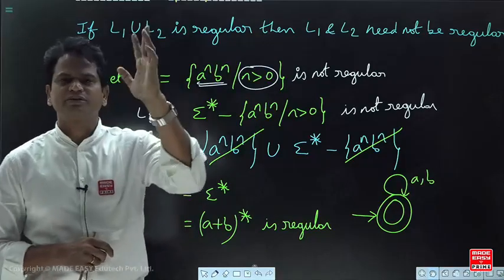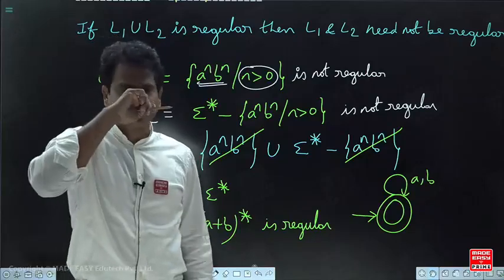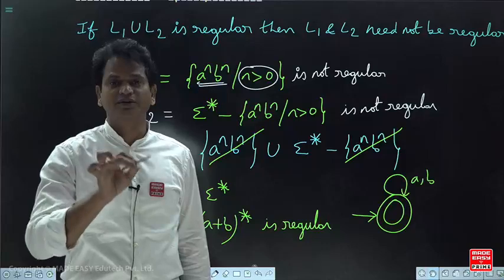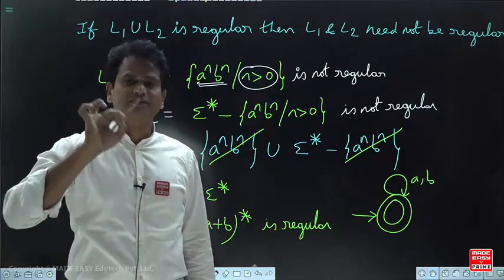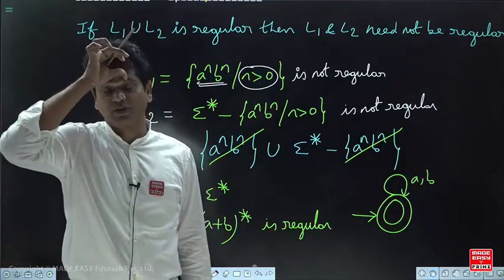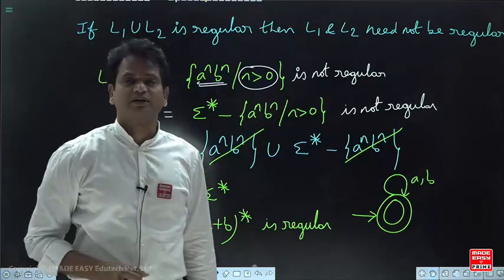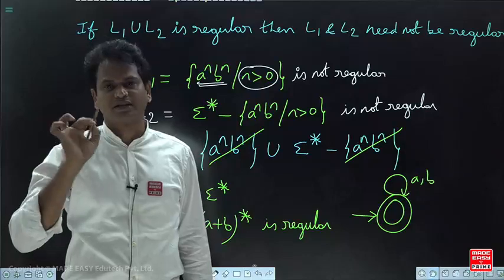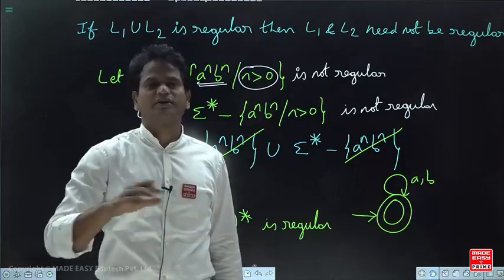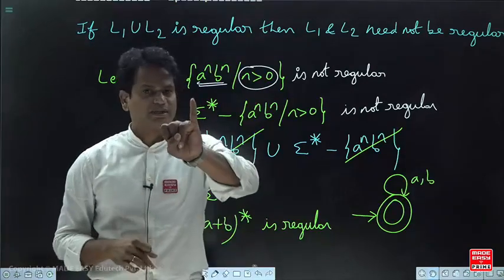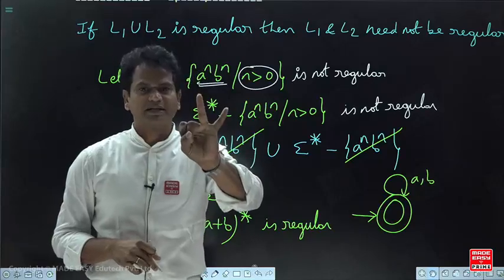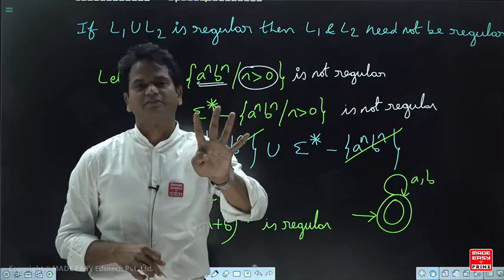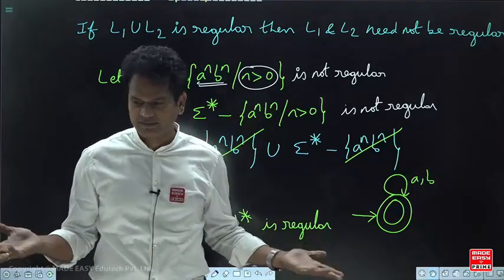A theoretical question may come like this: if L1 union L2 is regular, then which of the following statements is true? Option A, both L1 and L2 are regular. Option B, one of them is regular and the other one is not regular. Option C, both of them not regular. Option D, all. All is the right answer. Are you following?